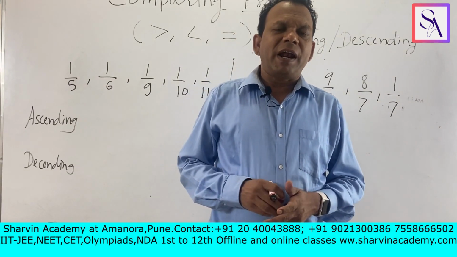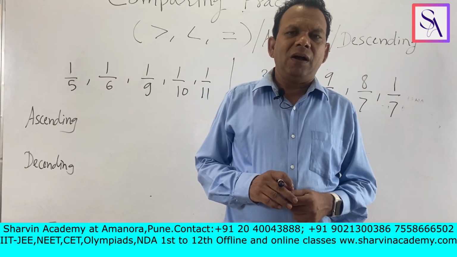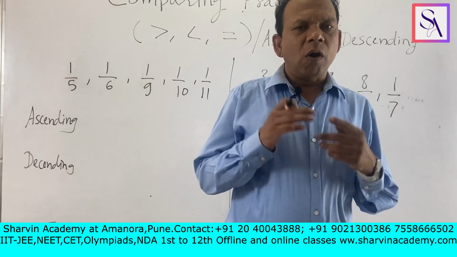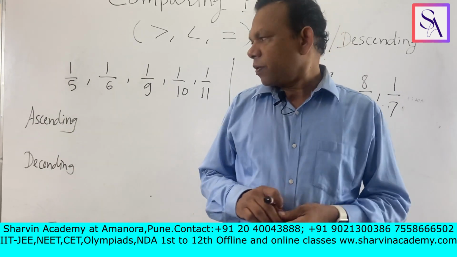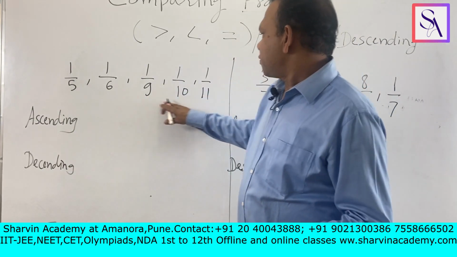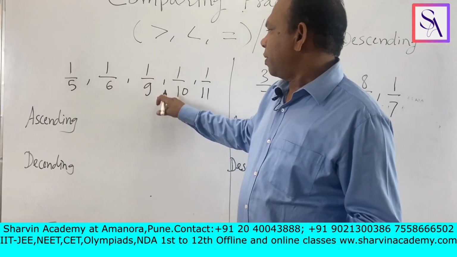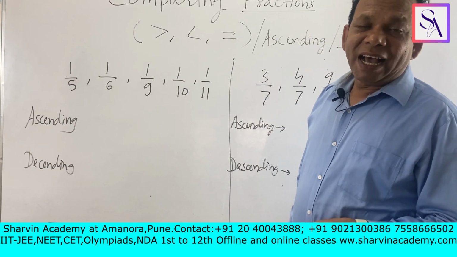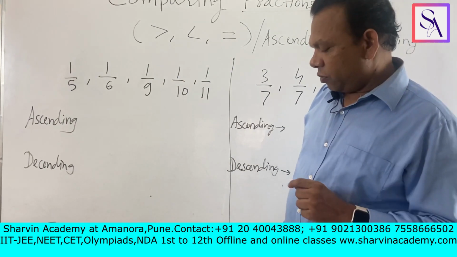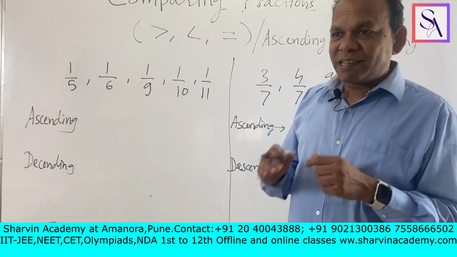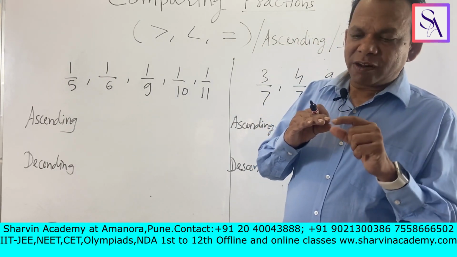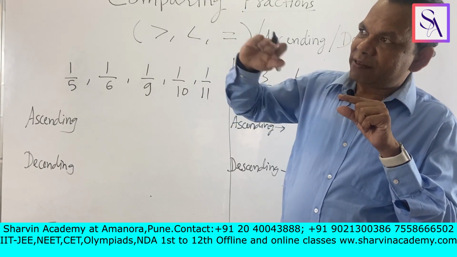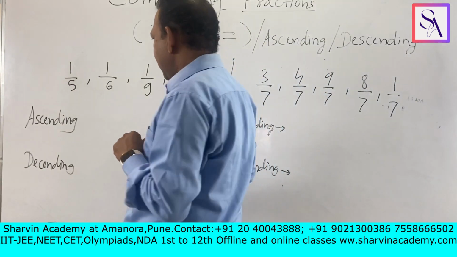Now some questions ask you to write all the fractions in a sum in ascending or descending order. So, how to solve such kinds of questions? Suppose these 5 fractions are given, 1 by 5, 1 by 6, 1 by 9, 1 by 10 and 1 by 11, and you have been asked to arrange them in ascending order. What is the meaning of ascending? Ascend means it starts from smaller and goes on increasing. So, we will start from the smaller.